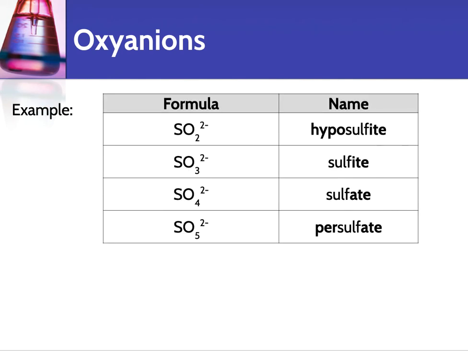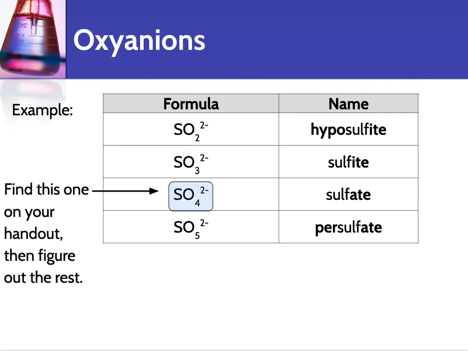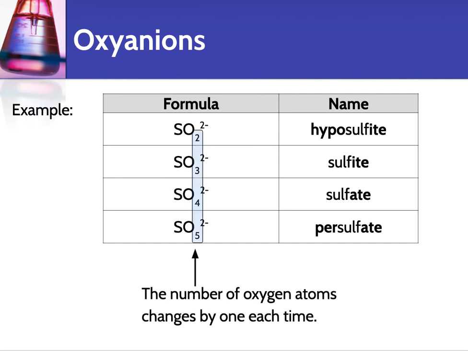So here's that sulfate example again, just to kind of show it all written out, right? So you would find that one on your handout, SO4 2-, and then you can figure out the rest from there. The only thing that changes is the number of oxygen atoms. So what you need to remember basically is the order of the names, right? When you take away 1 oxygen atom, you get "ite" as an ending. When you take away another oxygen atom, you have hypo and then "ite" as the ending. When you add an oxygen atom, you have per, and then you still have "ate" as the ending.